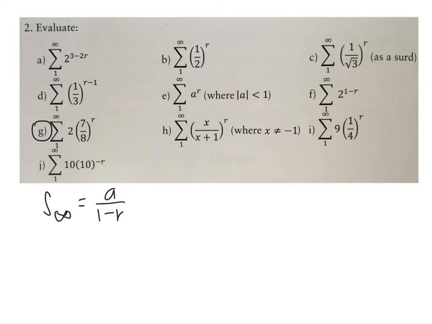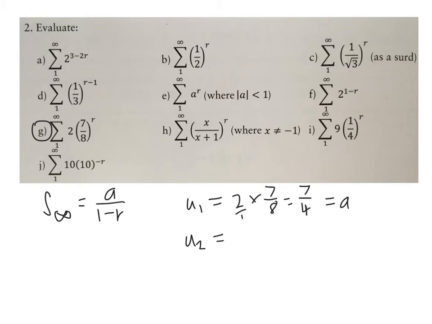You might be able to spot it, but if not, just do the first two terms and you can figure out what it will be. So the first term of that one would be when r is 1. So you'd have 2 times 7/8, and that gives you 7 over 4. And that's your a.